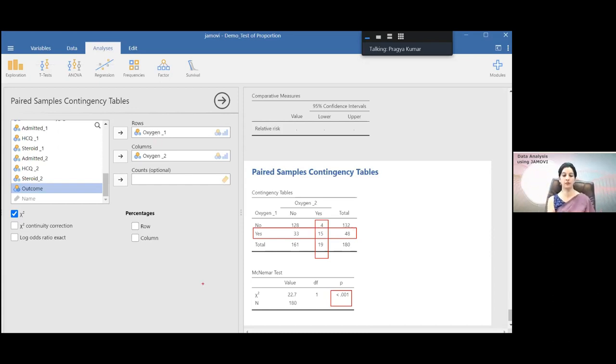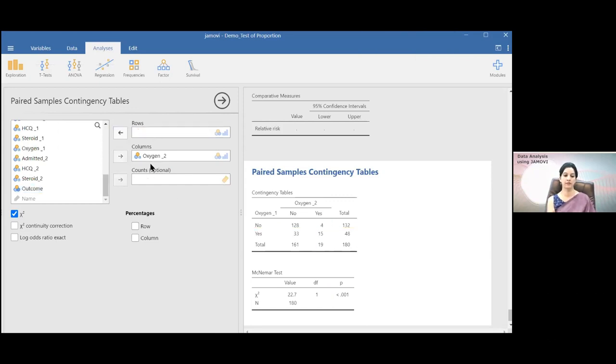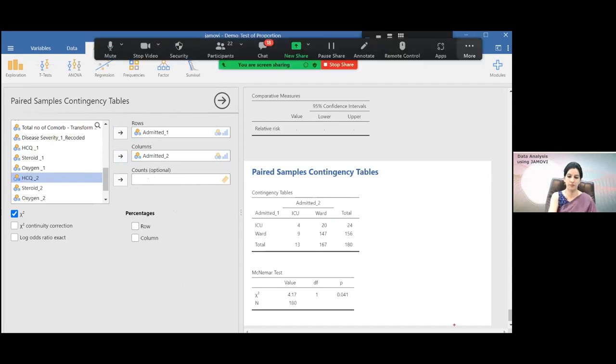So for that, what I will do, I'll move this back. And then maybe I will write this admitted, because this is the status of admitted patients at the time of admission and this is at the time of discharge, ICU versus ward. So you can see here again that this is also significant, although not highly significant, but this is significant. And again, this is a test of marginal proportion. So if you want to focus on ICU, then you can focus on this, that initially there were 24 people and later this number has reduced to 19.